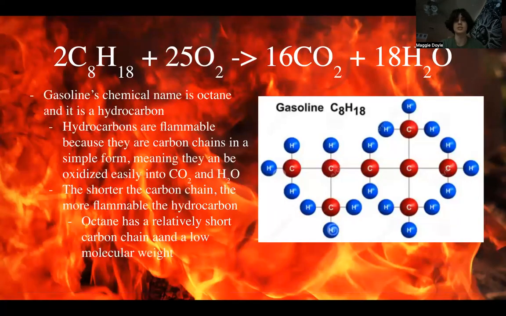And then this is gasoline, its molecular shape. It's a hydrocarbon. This is also kind of supplementing why it's so flammable. Hydrocarbons are flammable because it's a carbon chain with a bunch of hydrogens on it, but it's carbon in pretty much its simplest form. So it's easily oxidized into CO2 and H2O. As a general rule, the shorter the carbon chain, the more flammable the hydrocarbon is. And octane, which is a big part of gasoline, is a relatively short carbon chain. There's only 5 main carbons in there, and then some that offshoot. So pretty flammable.